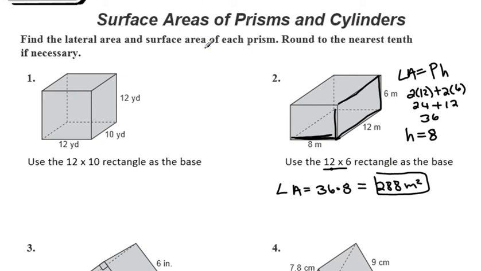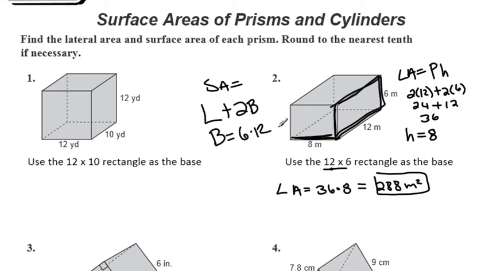The surface area says to take your lateral area and add to it the area of the two bases. Well, each base area is 6 times 12. 6 times 12 is 72, and we have 2 of them. We have a base here, and we have a base here. So 2 times 72 is 144.